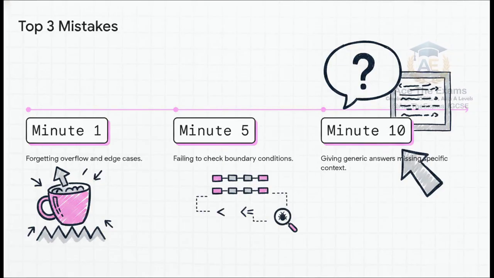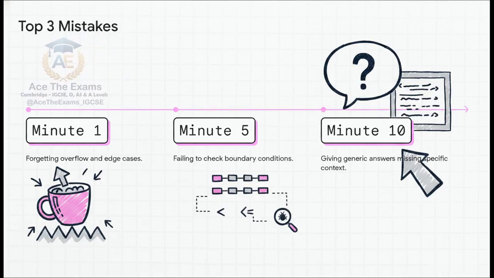Under exam pressure, students completely forget to check what happens when a variable exceeds its maximum memory allocation value, or they entirely ignore the extreme ends of data input. Let's say an IDE warns you about a potential integer overflow. If you don't explicitly mention this warning mechanism in your evaluation, you lose the mark. It's that simple. Mistake number 2, boundary conditions.